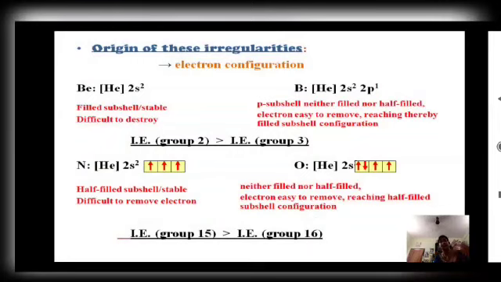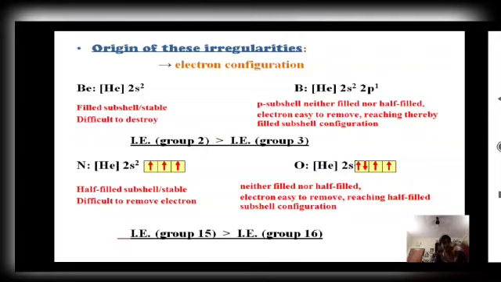And here are some irregularities of the ionization energy. Beryllium has an electronic configuration of helium plus 2s2. It has a higher value of ionization energy. Why? Because it has a completely filled orbital and a stable configuration. So it is very difficult to remove the outermost electron from the beryllium atom.